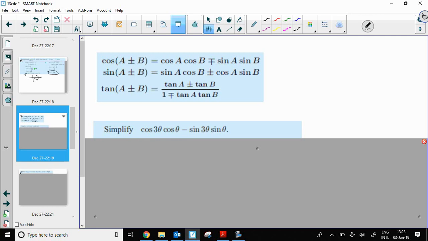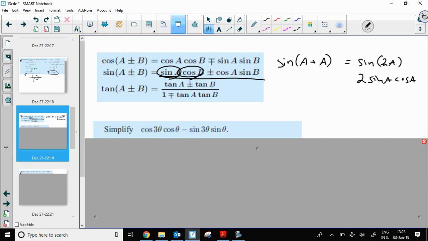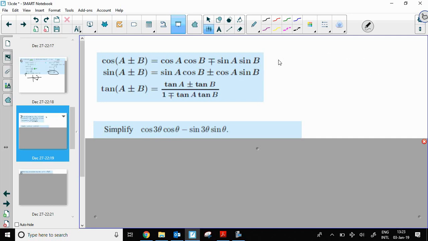Right? So if we were to do sine of A plus A, clearly that's equal to the sine of 2A, right? And we know that that's equal to 2 sine A cosine A, and that's exactly what we would get out of this, right? Because we'd have sine A cosine A plus cosine A sine A, so it's clear it's going to be 2 sine A cosine A. But these are the more general formulas when the two angles are not the same.